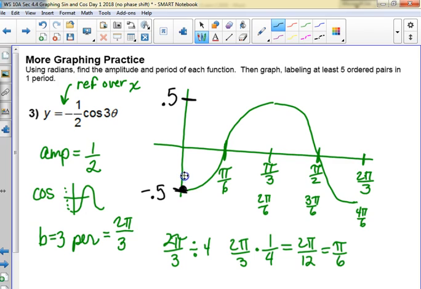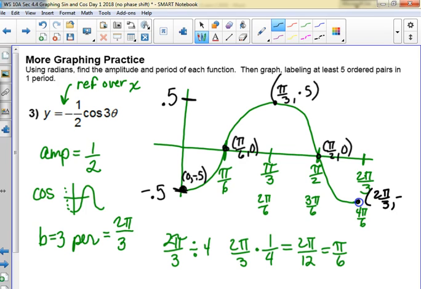All right, so give me the ordered pairs. This one right here, anybody? 0, negative 0.5, or negative 1/2. This one? Pi over 6, 0. This guy up here? Pi over 3, 1/2, or 0.5. And this guy? Pi over 2, 0. And this guy? 2 pi over 3, negative 1/2, or negative 0.5. Okay. And what kind of symmetry does this have? Yeah, it's an even function. It has y-axis symmetry, right? I just didn't keep going this direction. Any questions?